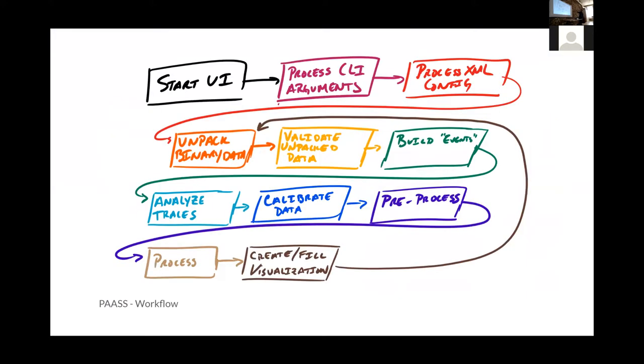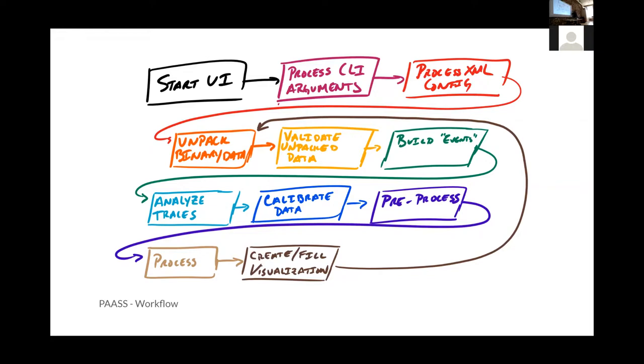So this is what I cut my teeth on, this software. So I do want to spend a little bit more time on it to give you an idea of what the traditional nuclear physics workflow looks like from a data analysis standpoint. So you start in the upper left, you start up your UI, your interface with your users. What do you want to do? I want to analyze this file. How do you want to do it? Fast. We process command line arguments. There's an XML config that goes along with it. It unpacks the data. It then validates your unpacked data.